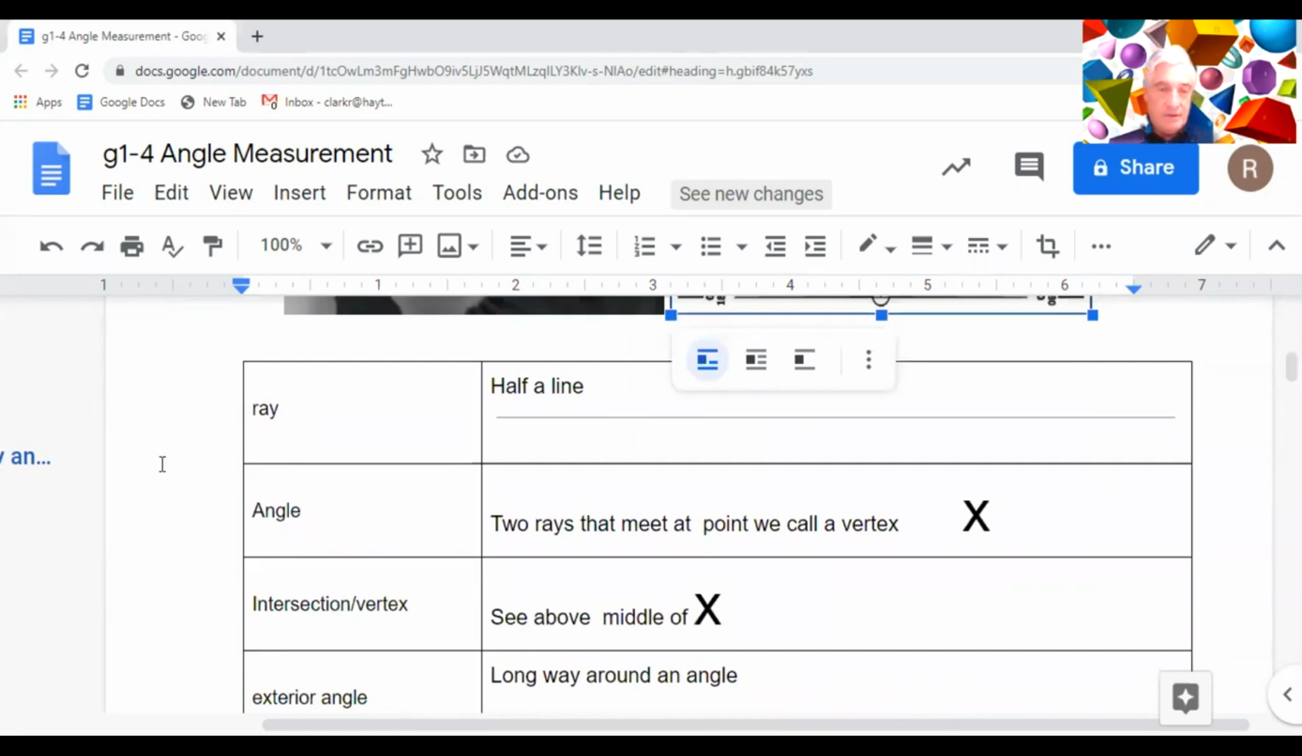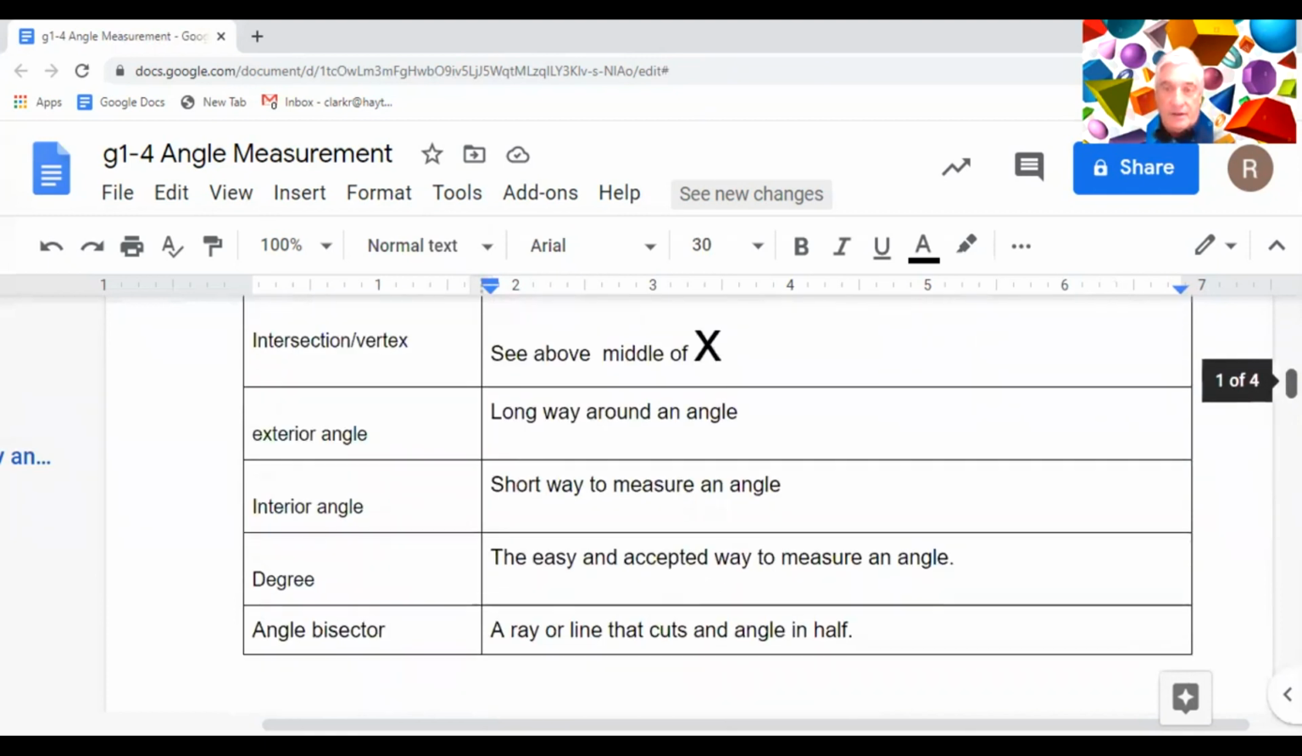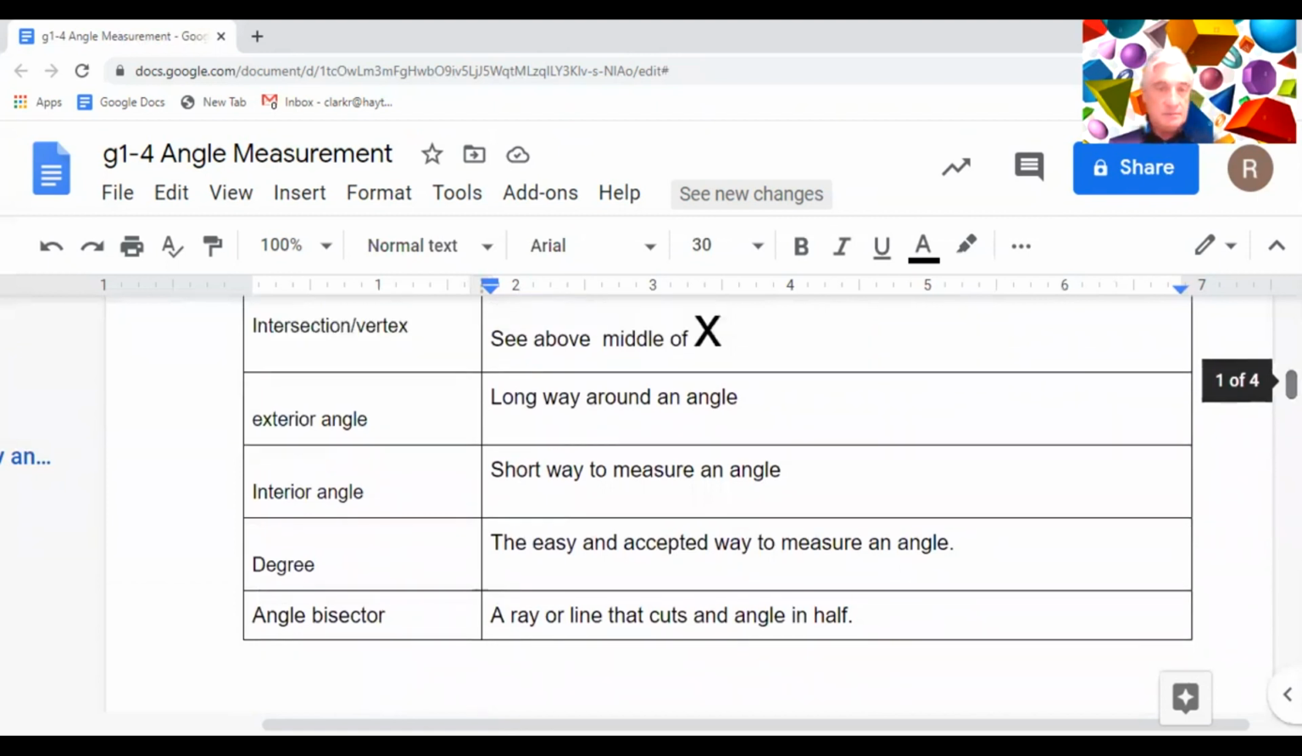A ray is half a line. It starts somewhere and it goes on and on forever. Two rays that meet, we call them an angle. Notice how many angles I have around my X. I have 4 angles. What's the vertex? What's the intersection? It's the middle of that X. So now we have 2 lines that cross and they make an angle.